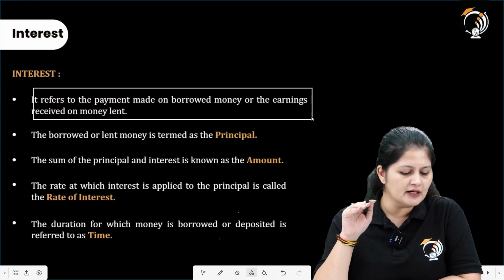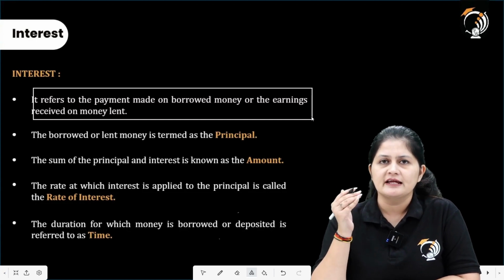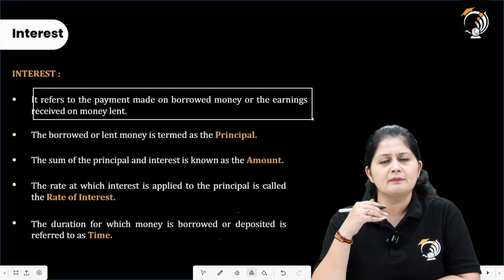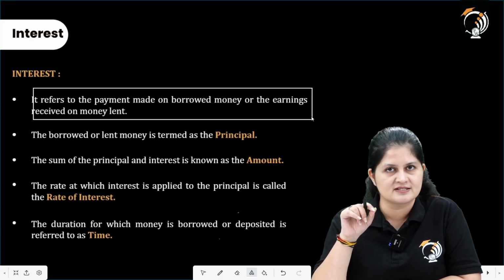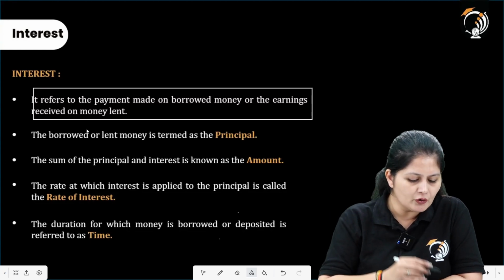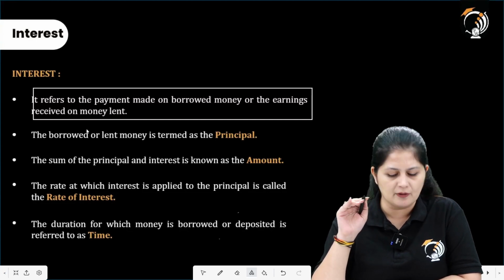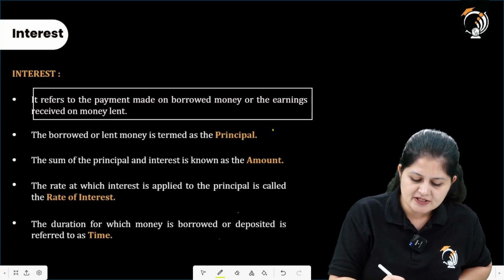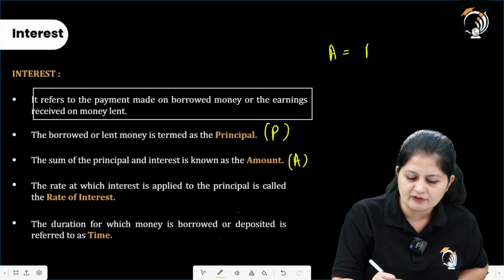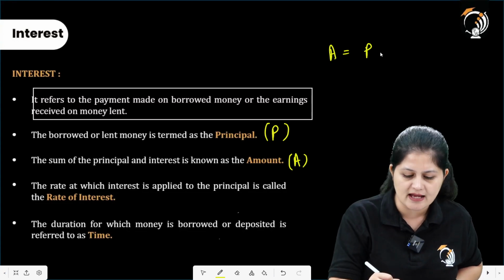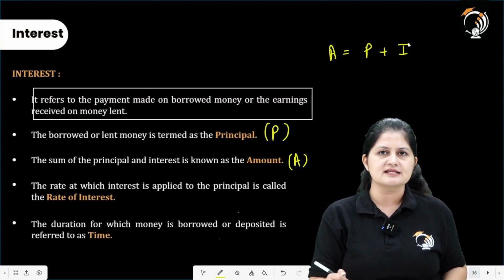Or if we talk about the earnings received on money lent, let's say that you have lent $1,000. In that case, the person gives you in return maybe $1,100. So that $100 is the interest that you have received or earned. Further, the borrowed or lent money is termed the principal. The sum of the principal and the interest is known as the amount. Let me write that the principal is referred to as P, and the amount is referred to as A. So the amount is the sum you borrowed, which is the principal, plus the interest that you are being charged. Okay, that is what we get as the amount.